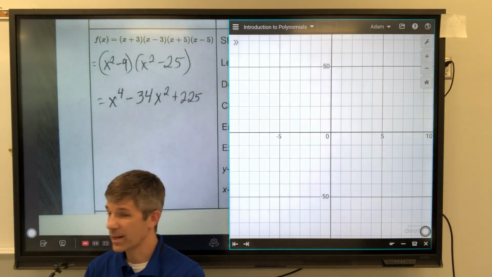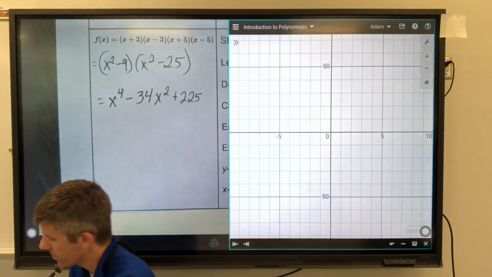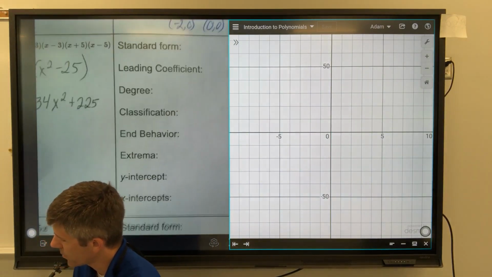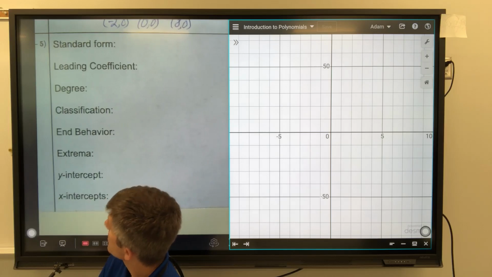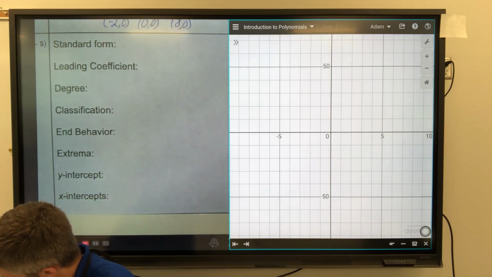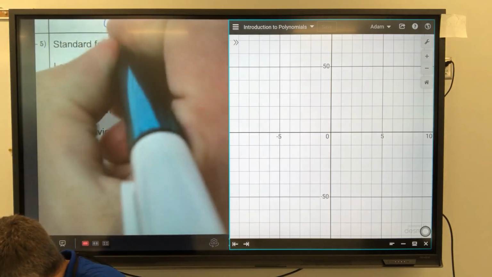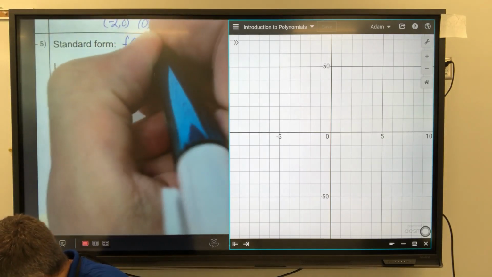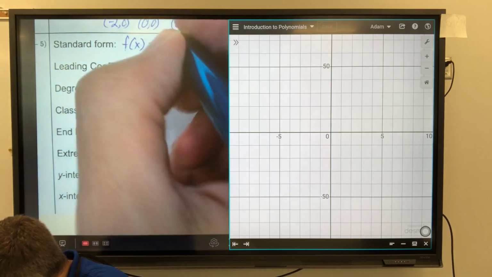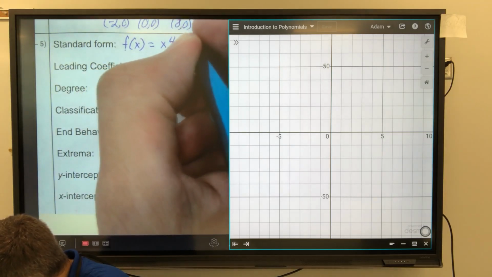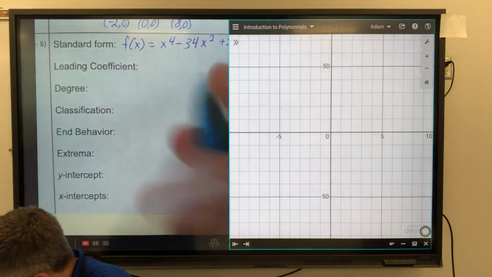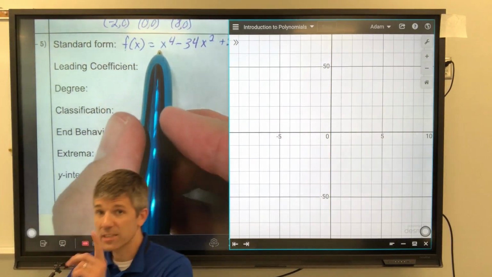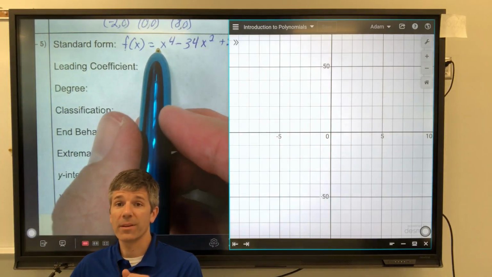So I'm going to write that in the next little section over here. So we'll bring that over, there we go. And then we'll start labeling these other things. Standard form is that thing we just found. Draw an arrow to it if you don't want to write all that again. But f of x equals x to the 4th minus 34x squared plus 225. The leading coefficient is 1. Now if they asked for the leading term, that'd be different.